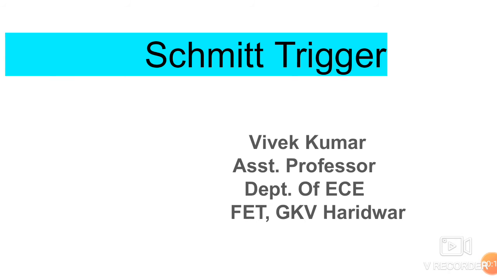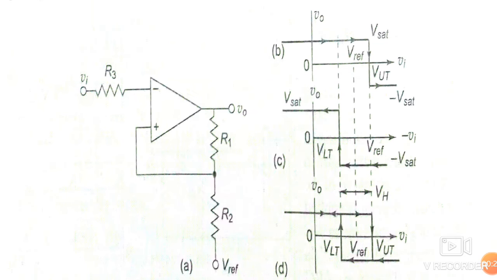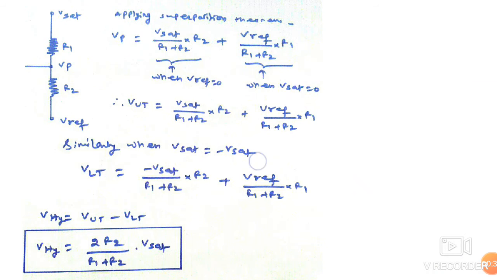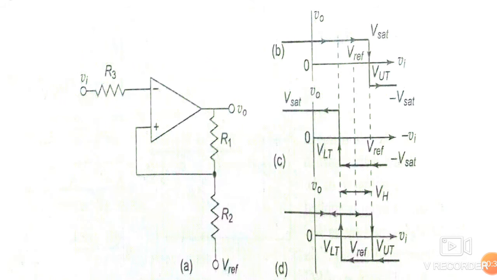So friends, today we are going to discuss a Schmitt Trigger circuit. The circuit diagram is shown here. This is an operational amplifier, basically connected in comparator mode. There are two resistors R1 and R2, and through these resistors a positive feedback is provided to the operational amplifier, through this path to the non-inverting terminal of the operational amplifier.